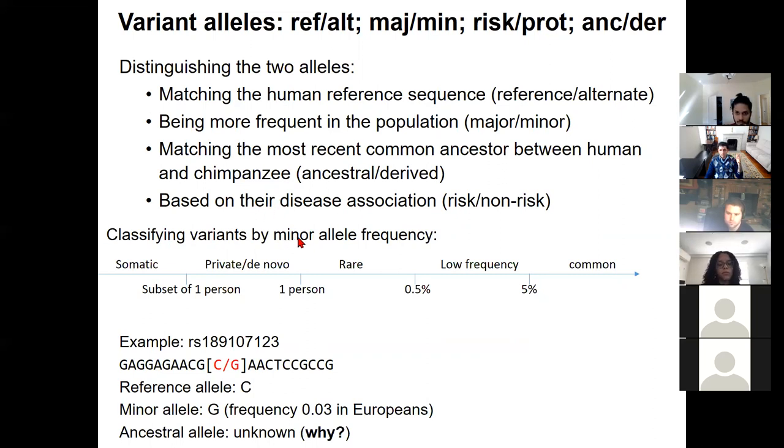You can also classify these alleles by their allele frequency. We're going to refer to common alleles if they're more than 5%, to low frequency alleles if they're between 0.5 and 5%, to rare alleles if they're less than 0.5%, and then to private or de novo variants if they're found in only one person. Sometimes they're a subset of a person: if you have a mutation that happened during the development of the embryo that gave rise to you, you might have some subset of your cells that have an additional mutation that the rest of your cells don't have. And that's what we're going to call a somatic mutation, somatic because it's not in the germline, it's in the rest of the body. So here's an example, RS whatever, here's the reference allele, the minor allele, and then whether it's ancestral or not, okay?